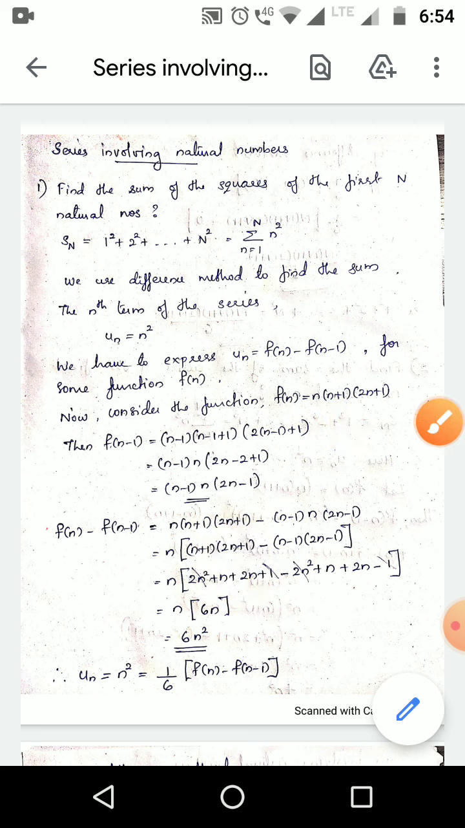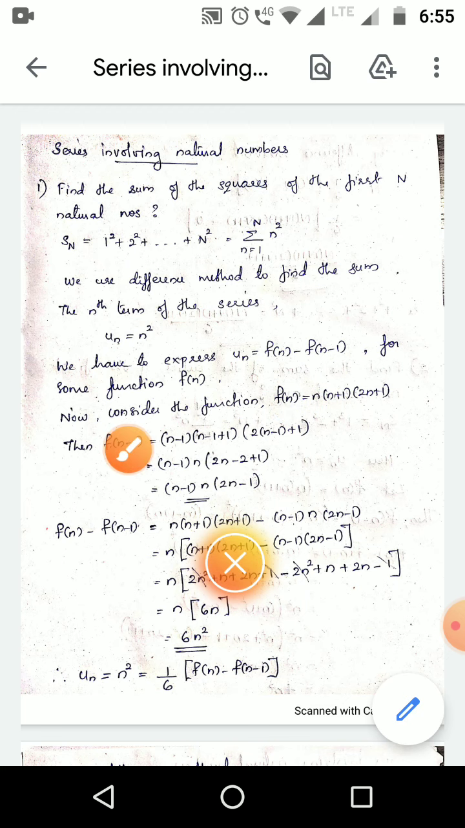You have already studied the result that the sum of the squares of the first n natural numbers is n into n plus 1 into 2n plus 1 by 6. If you know the result, then f of n is taken as the numerator of that result, n into n plus 1 into 2n plus 1. If you don't know the result and are asked to find the sum of the squares of the first n natural numbers, you should take f of n as n into n plus 1 into 2n plus 1. Anyway, you should remember this function f of n.